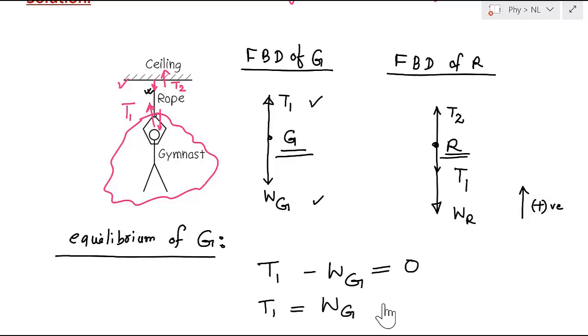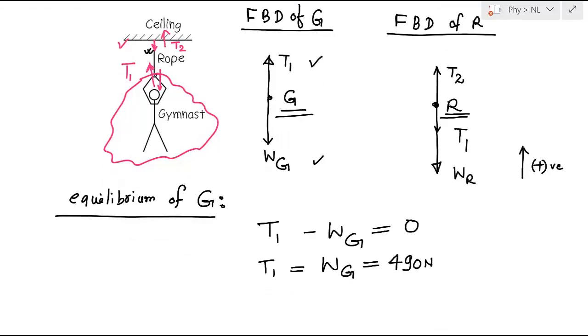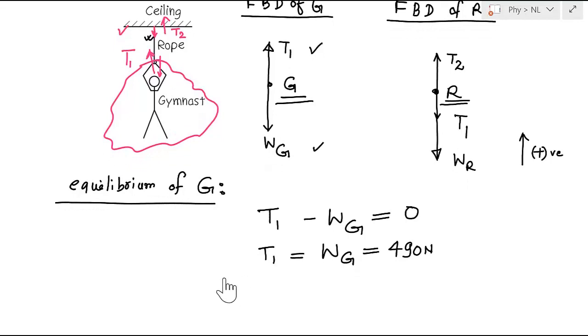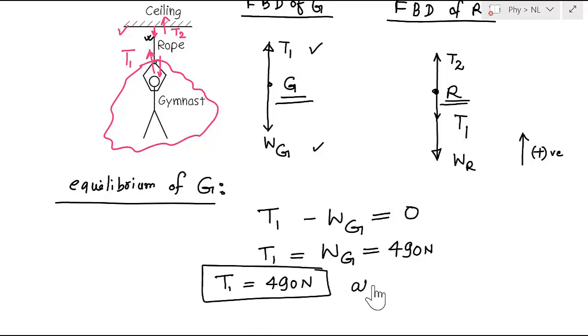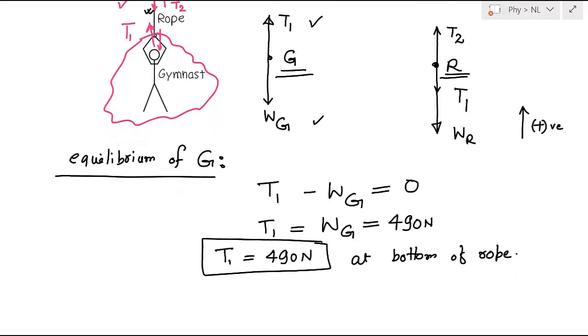And the weight of the gymnast we have already calculated. This is nothing but 490 Newton. So the tension at the bottom of this rope is equal to 490 Newton. Now the next part, we can consider the equilibrium of the rope.